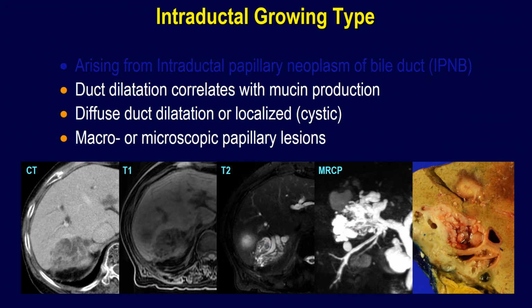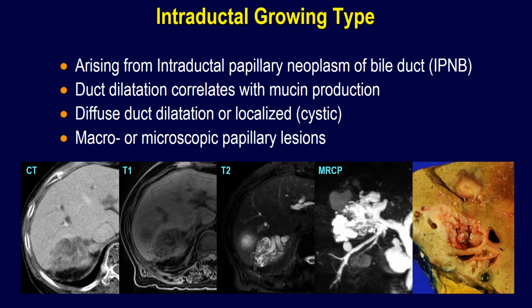Intraductal growing type mainly occurs in IPMB. Duct dilation correlates with the degree of mucin production and may show diffuse or localized cystic dilation, with variable size of macroscopic or microscopic papillary lesions.